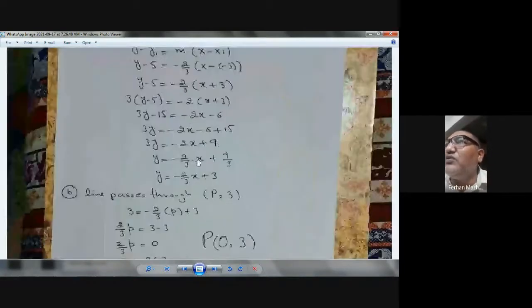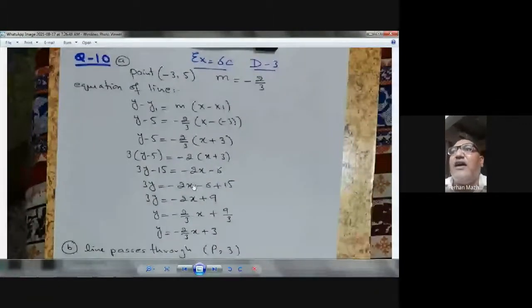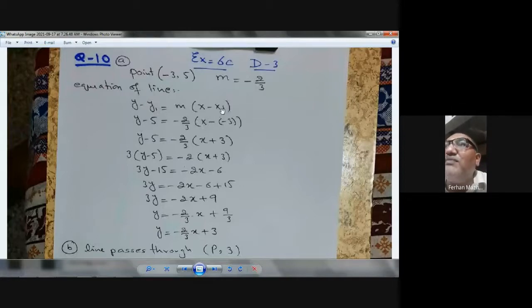So what we will do, you see, I need to find the equation of the line. You remember the formula for finding the equation of the line is y minus y1 equals m bracket x minus x1. The y1 value is 5, x1 value is minus 3, and m, which is the gradient, is minus 2 by 3. So in this formula, I will substitute these values. In the place of y1, I wrote 5. In the place of m, I wrote minus 2 by 3. In the place of x1, I wrote minus 3.